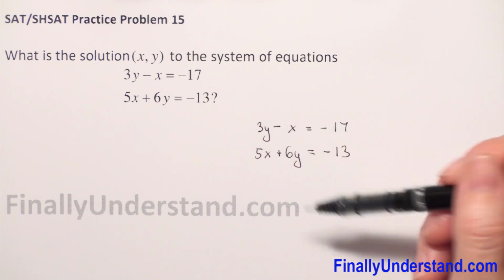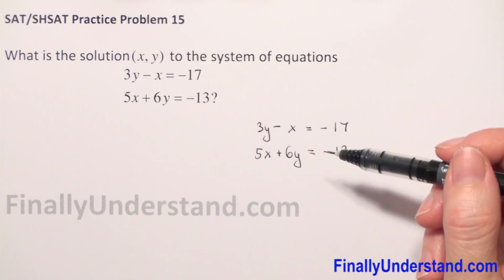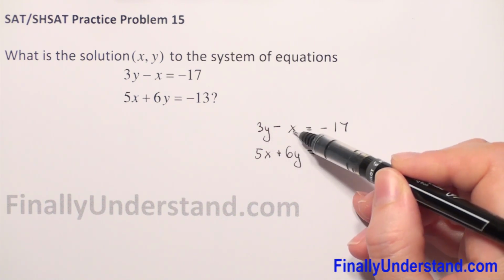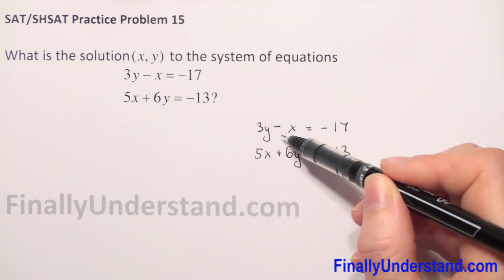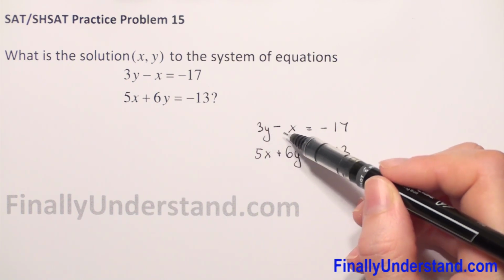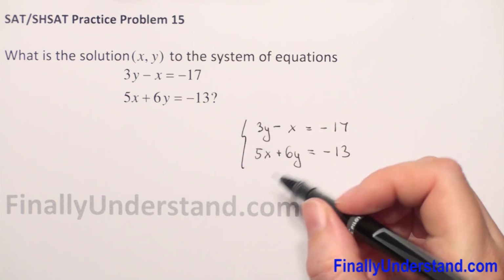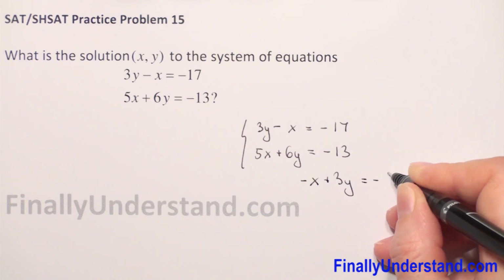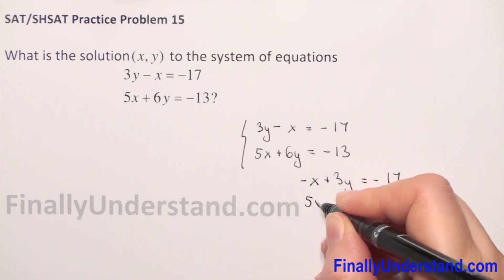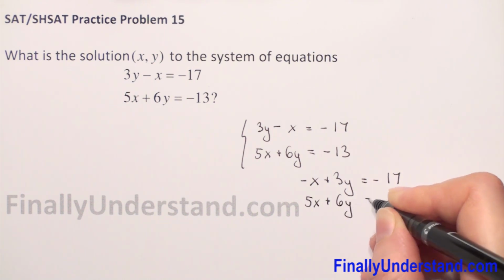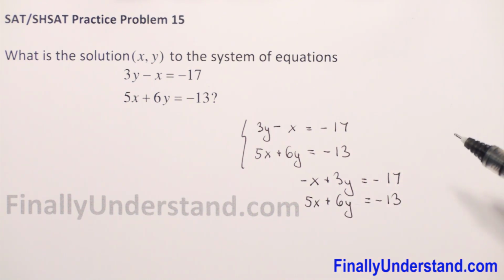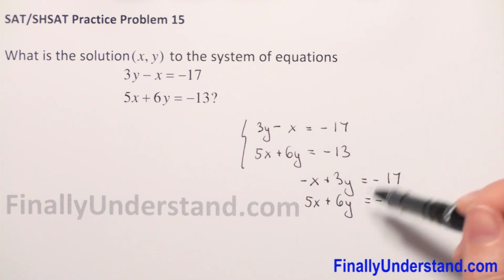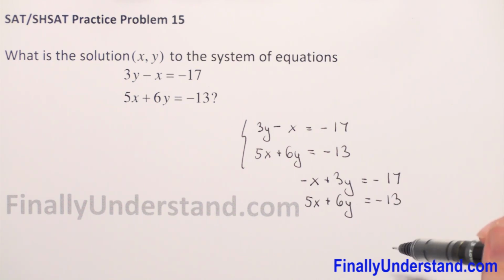Two equations, two unknowns. So first, because in the first equation we have y first and next x, I will put them in order. First I will write negative x and next positive 3y. So we have negative x plus 3y, this is equal to negative 17, and the second equation we will rewrite. What next? I will use the addition-subtraction method to solve this system of equations.